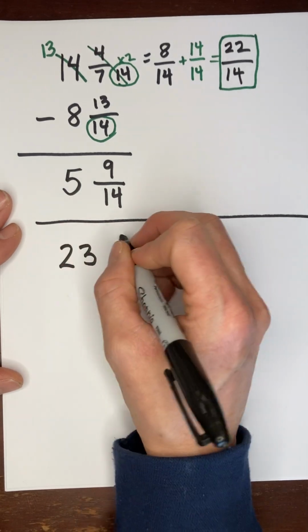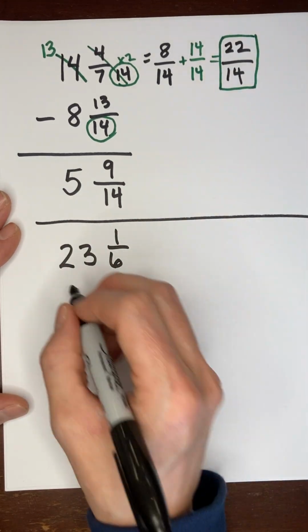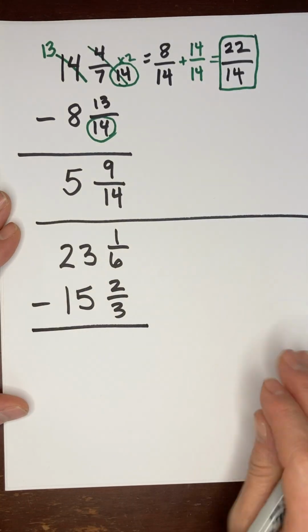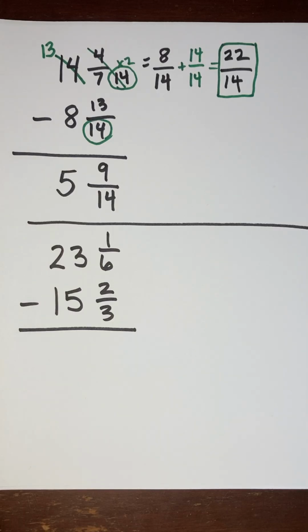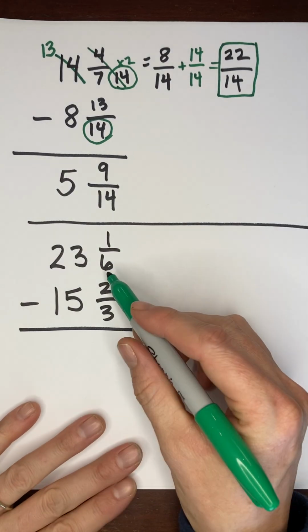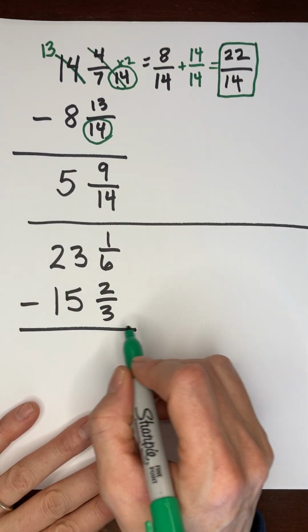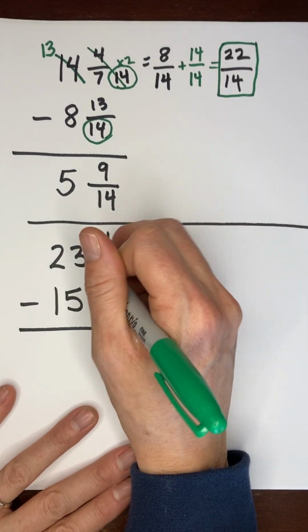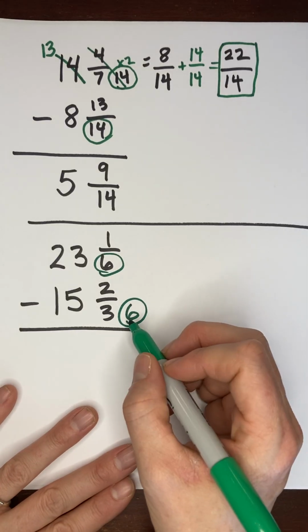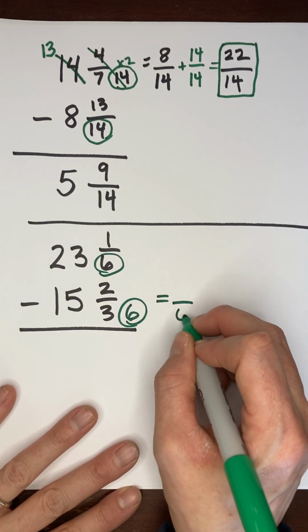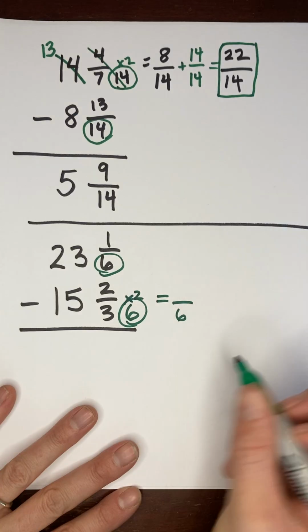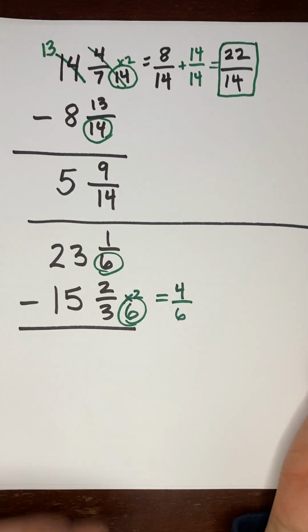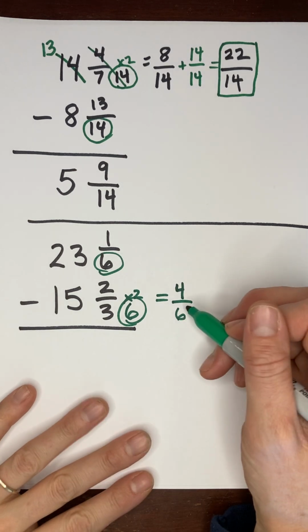Okay, 23 and 1/6 minus 15 and 2/3. All right, before we can do anything, we've got to make these denominators the same. So I always start with my smaller number when I start writing out multiples. So 3, 6. Oh, I've already got it. That was easy. Okay, so 6 is going to be my common denominator. This is 3 times 2. Whatever I do to the bottom, I do to the top. So 2 times 2 is 4. So there is my new fraction.